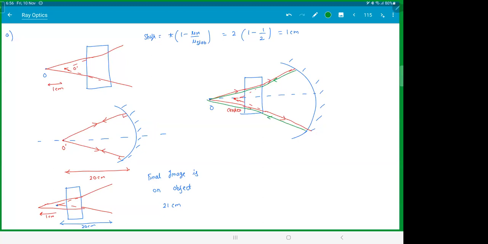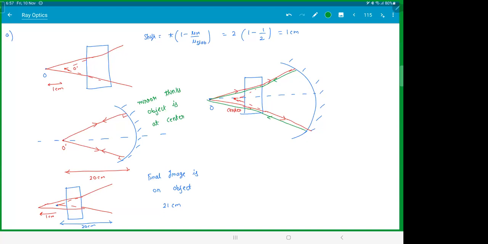So first you go 1 centimeter ahead. That mirror will think you're at the center. Mirror thinks object is at center, so it will try to send the light rays back to the center. But again, you have a slab in the middle. So the slab will again push 1 centimeter ahead. You get back at 21. I hope you're getting this logic here.